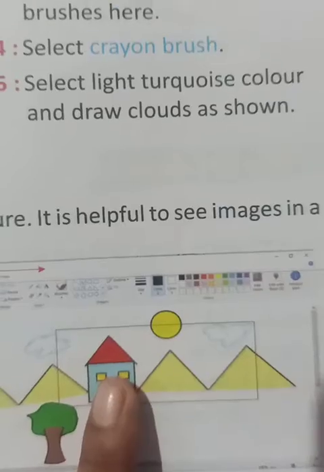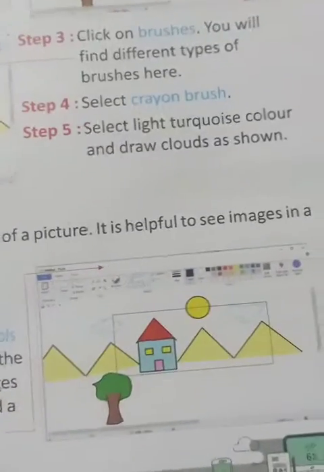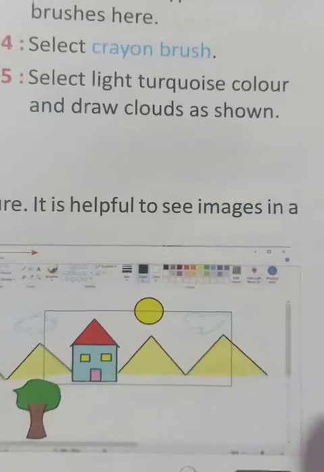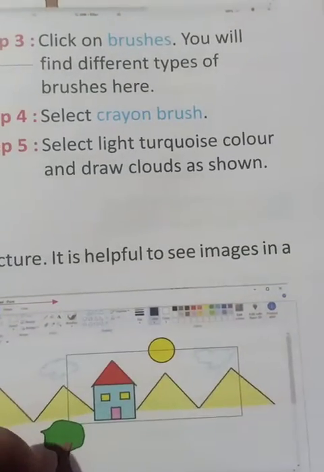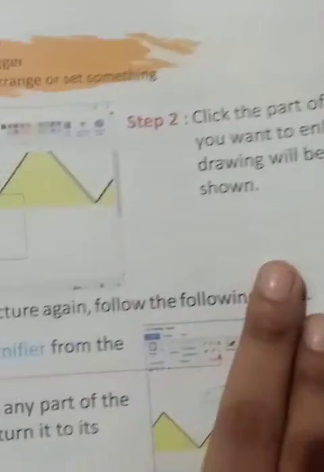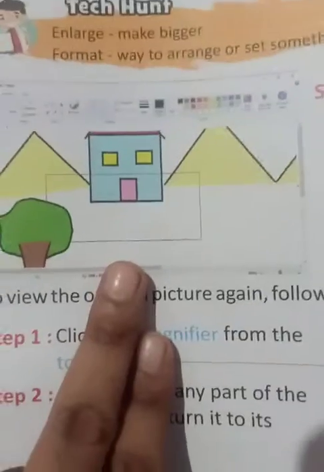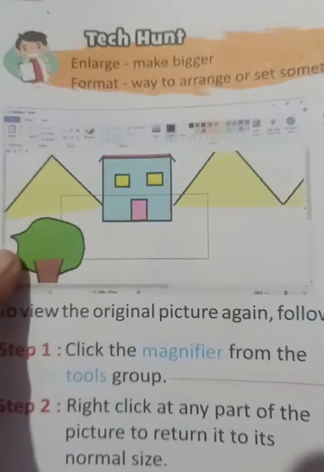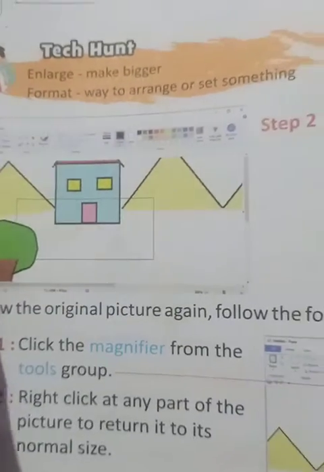See, this is what we will select. Click the magnifier from the tools group. From the tools group we will select the magnifier, then the picture will look like this. It will be slightly zoomed. See, click on the picture which we want to enlarge, and automatically the picture has been zoomed here. Where is the magnifier located? It is located in the toolbox. See, this is the magnifier, a symbol that looks like a magnifier.